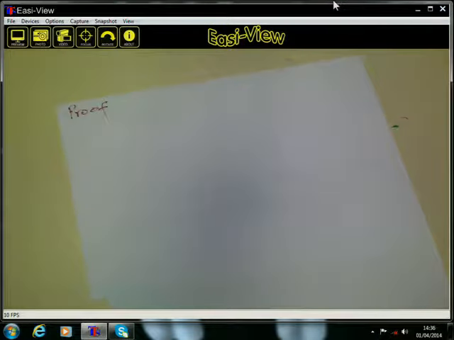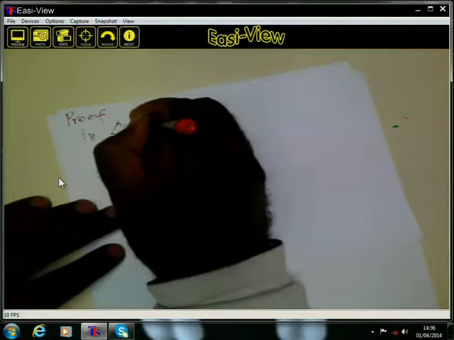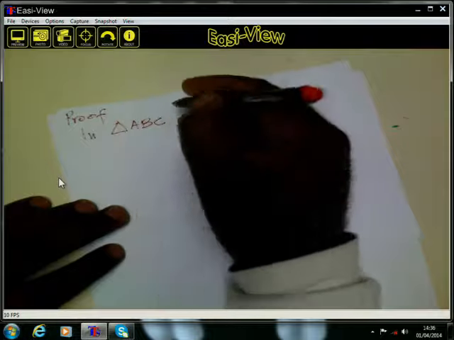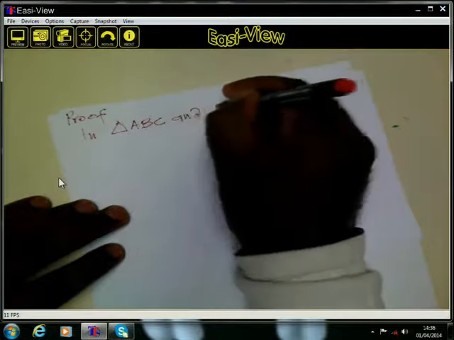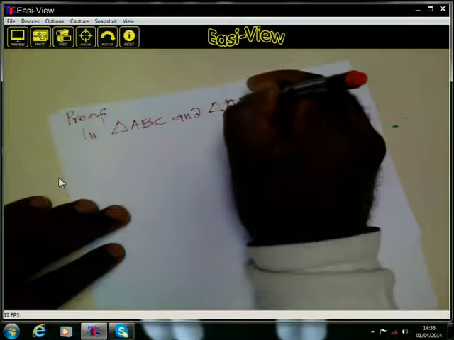I'm having two triangles which are in question here. My first proof will be based on triangle ABC and triangle DBA.